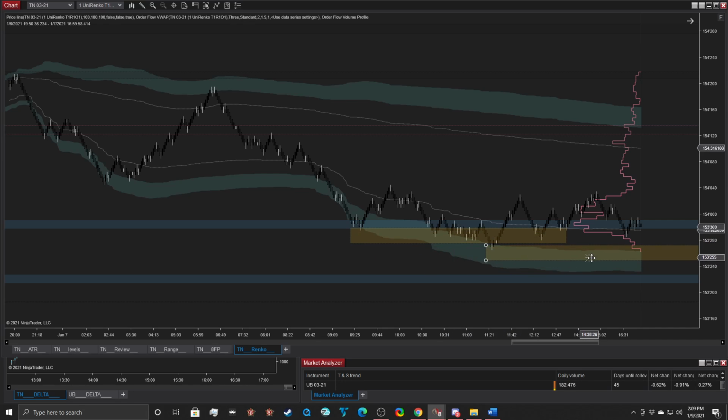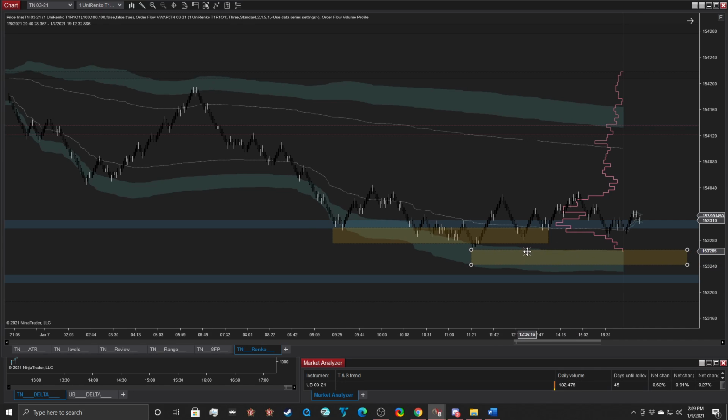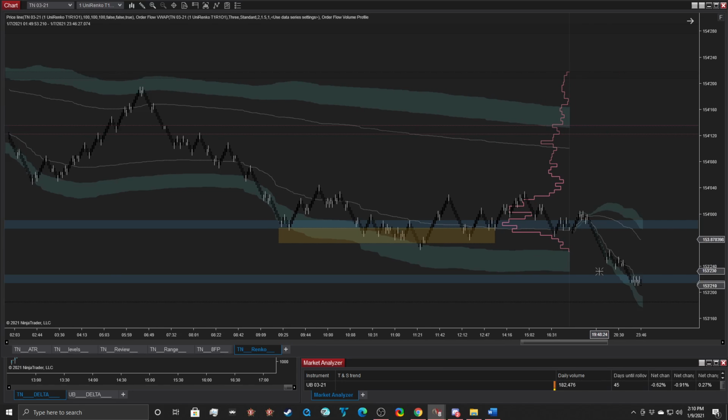And this is kind of one of those things where, is this another entry area? Yeah, it is. But we run out of time in the session from around here to there, so no point in even really discussing this scenario.